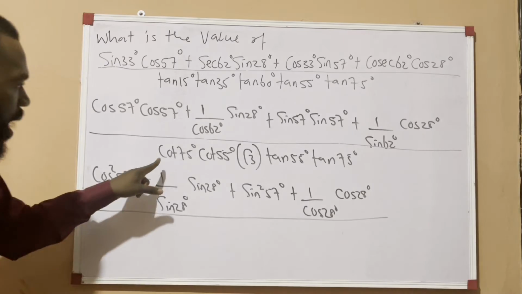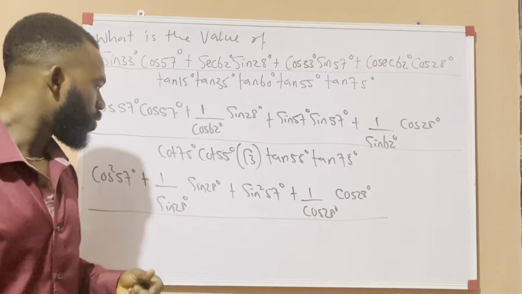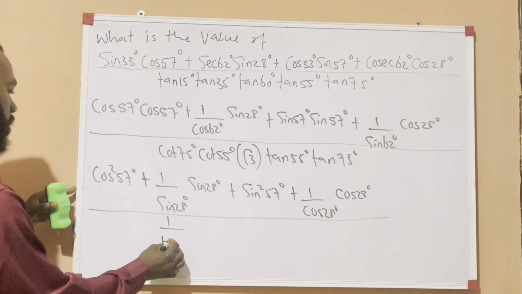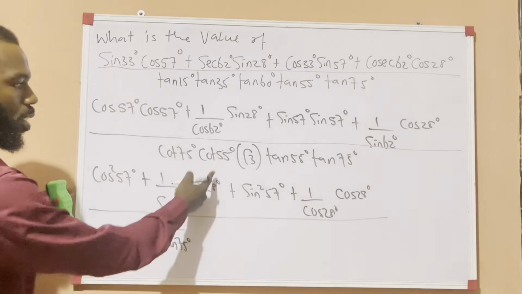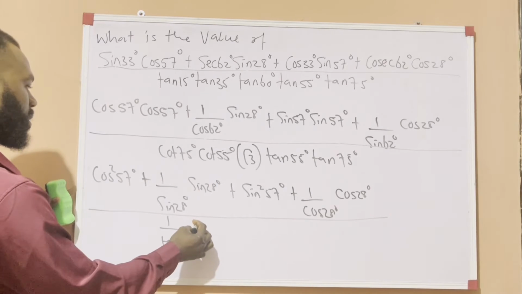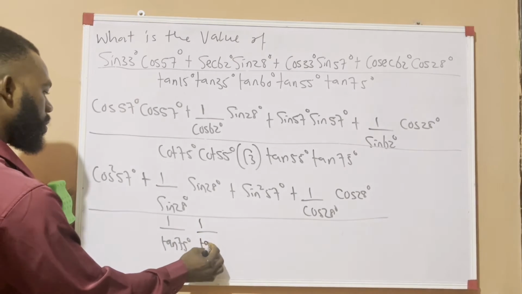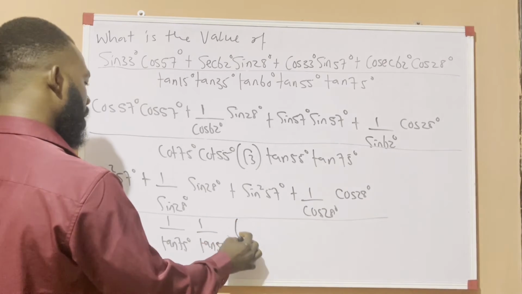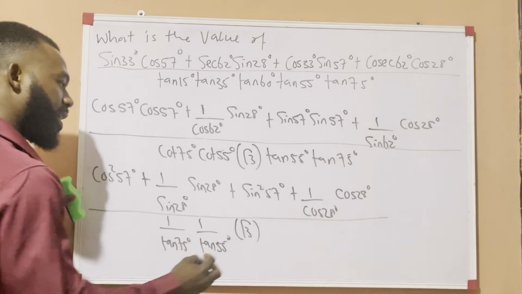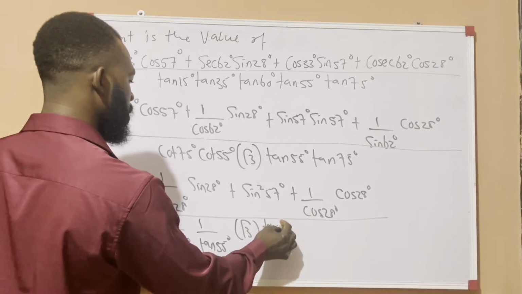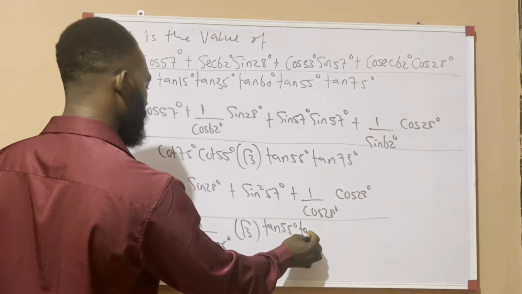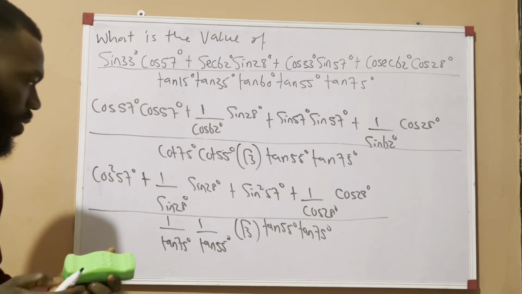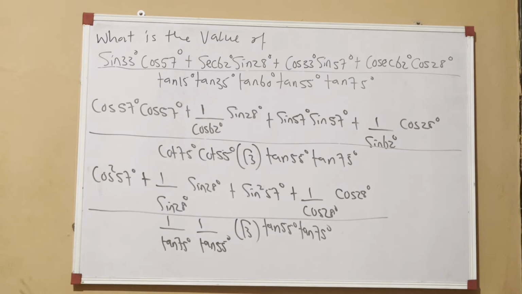All over. Now let's go. We said cot means inverse of tan. So cot 75 degree can also be written as 1 over tan 75 degree. Also, cot 55 degree can also be written as 1 over tan 55 degree. Then I have bracket root 3, and then it remains tan 55 degree and tan 75 degree. Are you with me now? So automatically, this is what we're going to be doing.